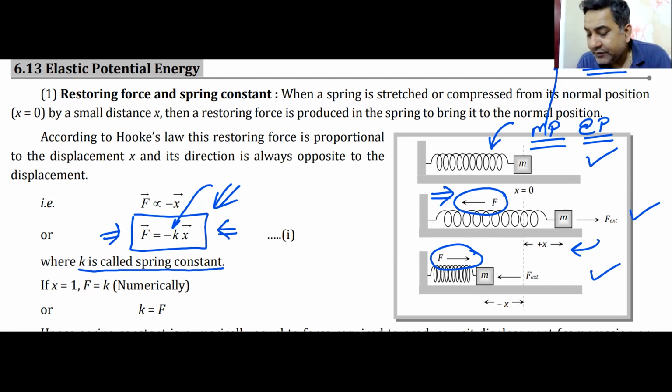I hope you have written this. Shall we move again? Please raise your hands if you have written this. Did you get this sheet with you? No, sir. We didn't get that.